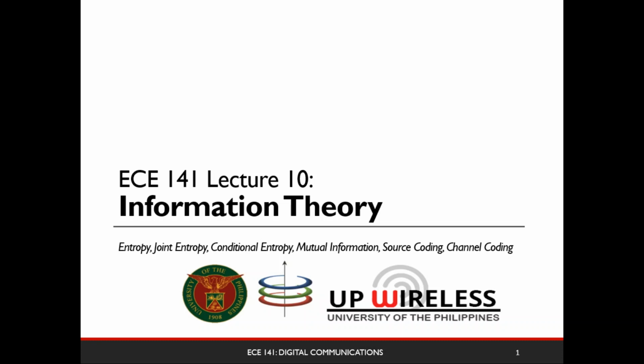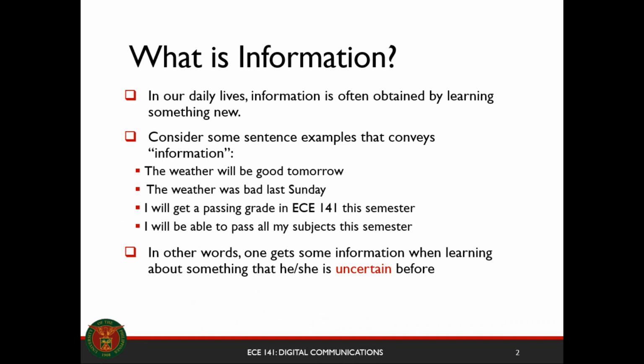Okay, but first, what is information? We tried to define it before from the perspective of a communication system. It's actually difficult to define. We can only represent it as symbols from a constellation or a symbol space, or it could be a signal, and so on and so forth. Consider your daily lives. Recall moments from your daily lives. You always obtain information, and you obtain it by learning something new.